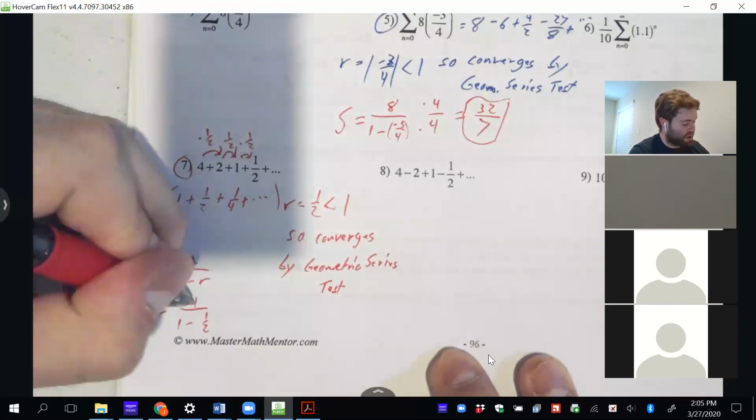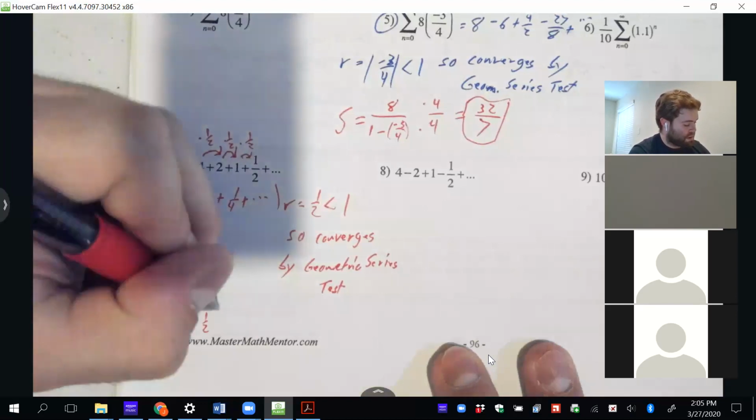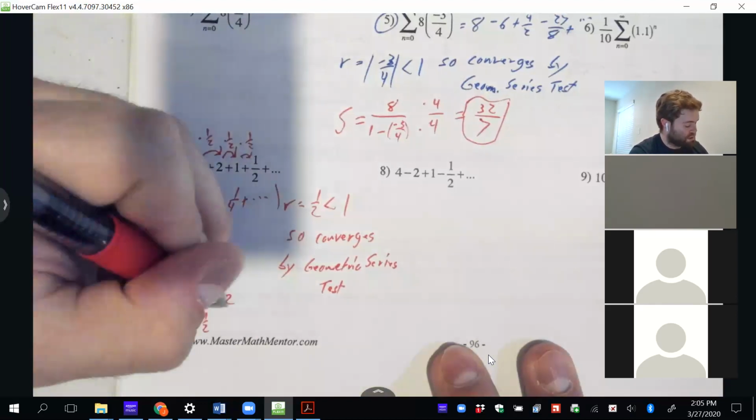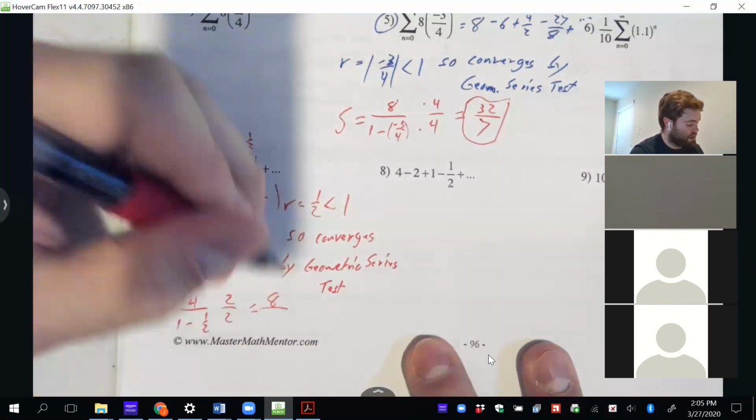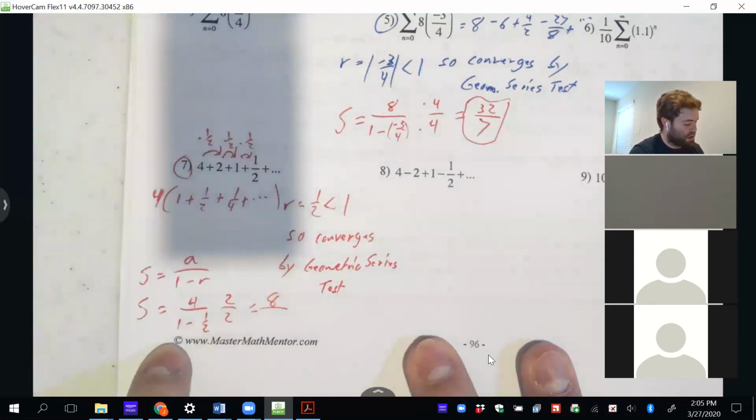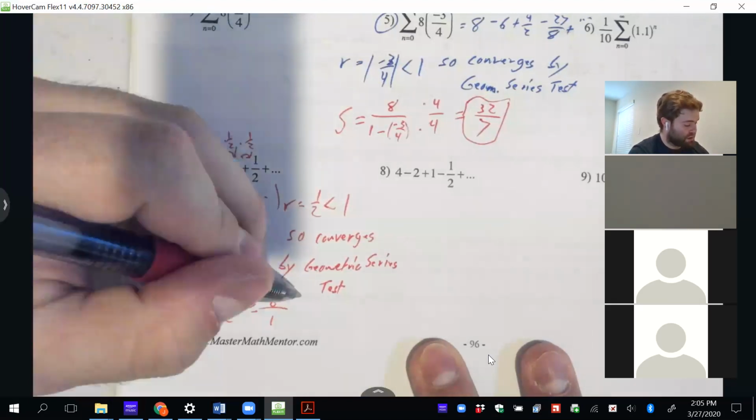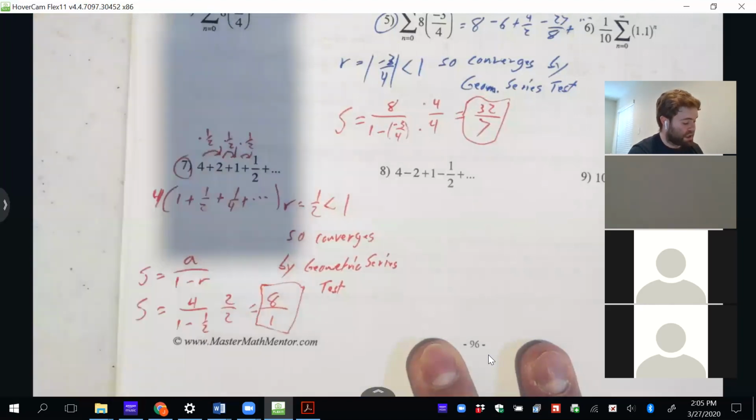Let's simplify it and multiply the top and bottom by 2. The top would give us 8. The bottom, 1 times 2 is 2, and 1/2 times 2 is just 1. So we'd have 2 minus 1, which is 1. We just end up with 1 there. And so the summation is 8, and it converged by the geometric series.